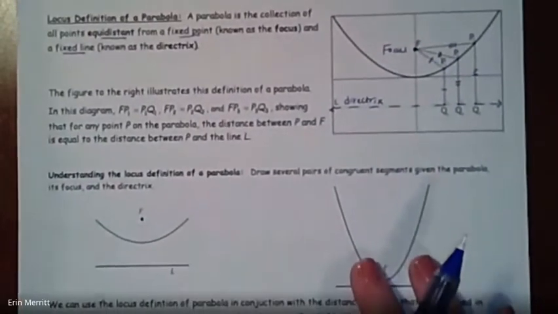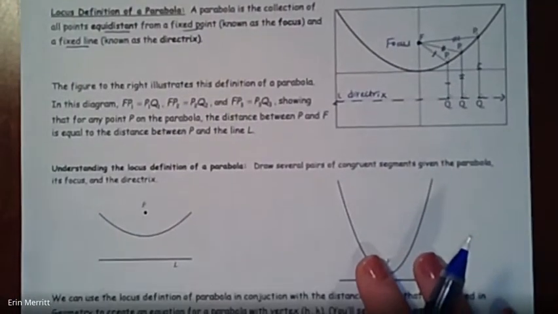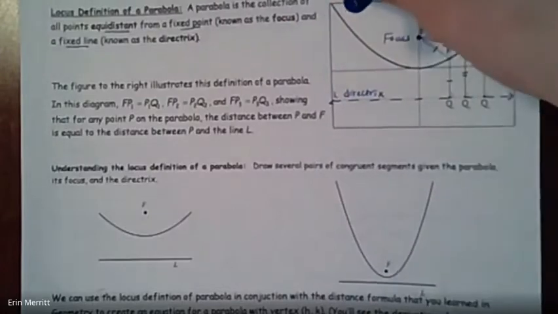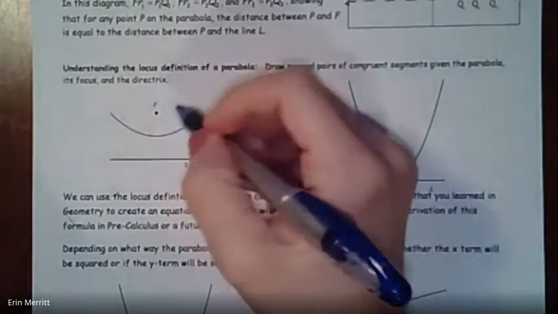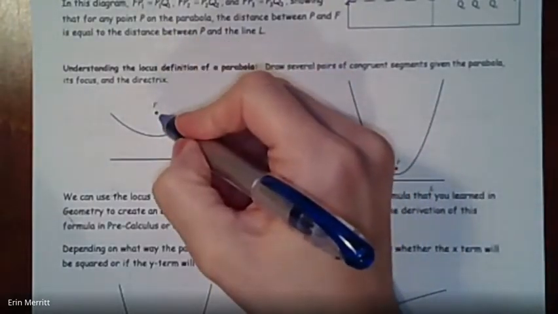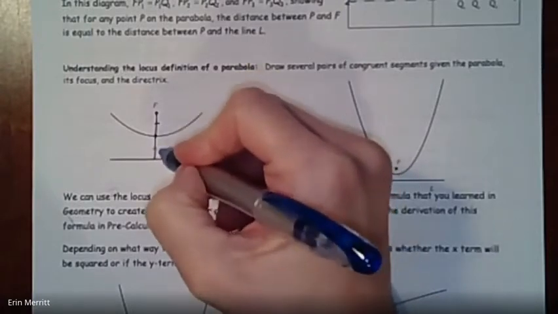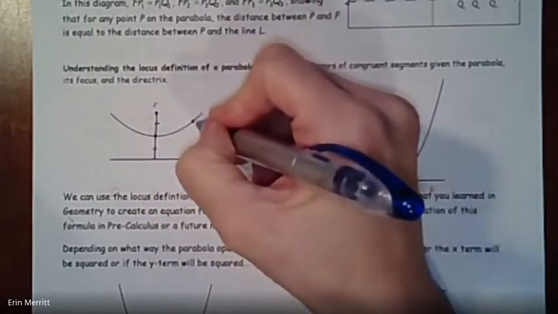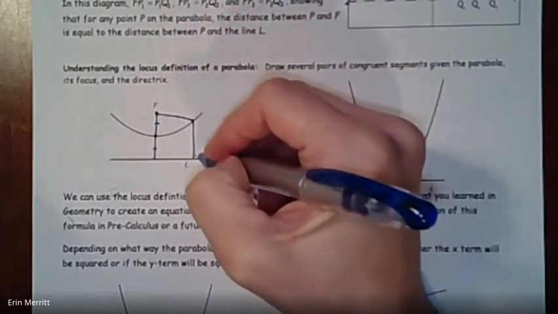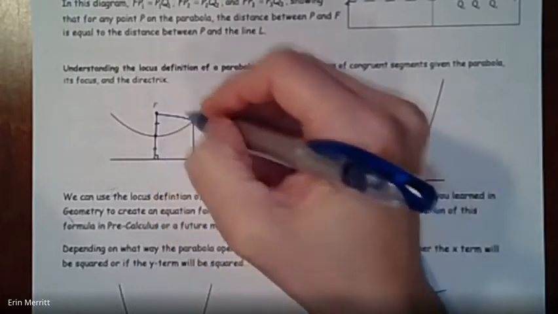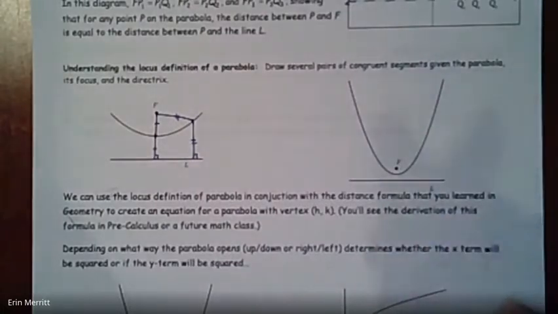So how does this determine an equation? Well, down here it says, understanding the locus definition of a parabola, draw several pairs of congruent segments. So you could draw your own here. The most obvious one is if I draw a line straight down through the vertex, which is the midpoint, so that this little segment is the same as that little segment. But I could draw it anywhere. Keep in mind you always have to draw it perpendicular, that's the shortest distance. Then this little length should be the same as that little length.